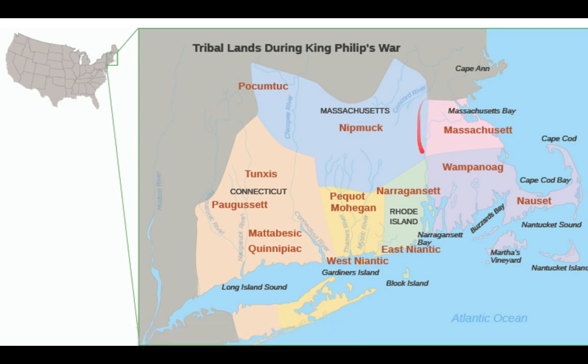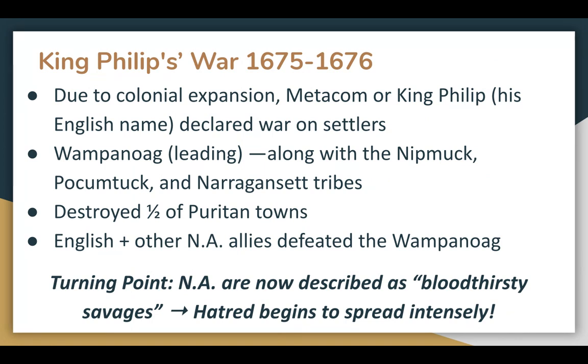And as Massachusetts Bay grows, they will obviously kick Native Americans out. They will kick them this way, they will kick them west. And if they don't go willingly, there might be some violence in there too. So King Philip's War happened in 1675 to 1676, due to colonial expansion. One of the chiefs, his name is Metacom, and he also has an English name, King Philip, declared war on the English settlers in the Massachusetts Bay Colony.